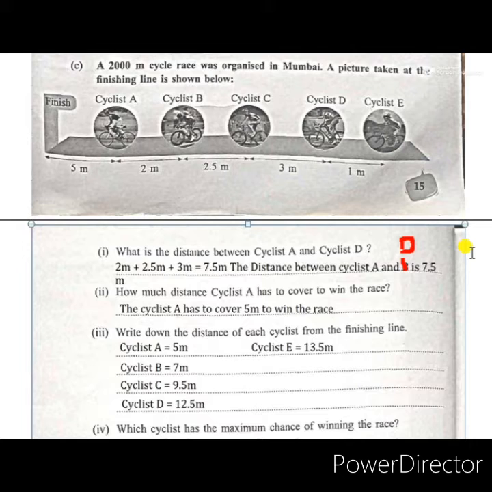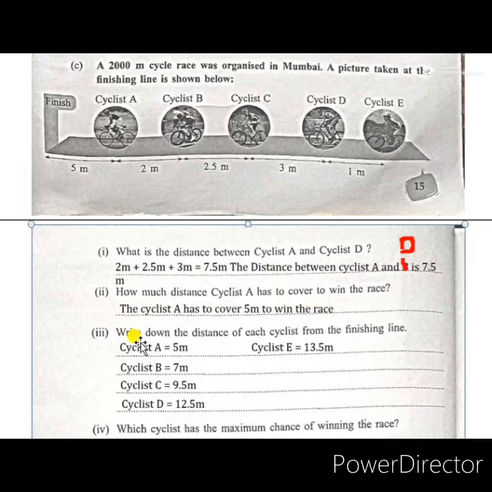Now question 2. Let's see the question 2. How much distance cyclist A has to cover to win the race? Students, the cyclist A is near to the finishing point. Find the distance he has to reach the finishing point. It has given there 5 meter. So we have to write the answer. Cyclist A has to cover 5 meter to win the race.